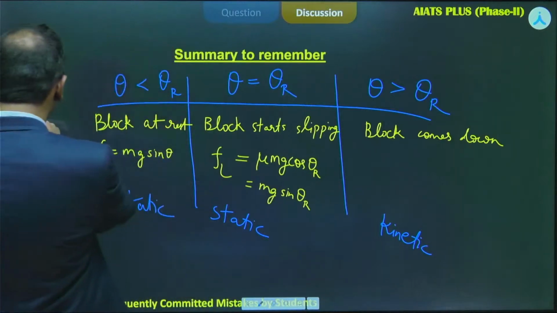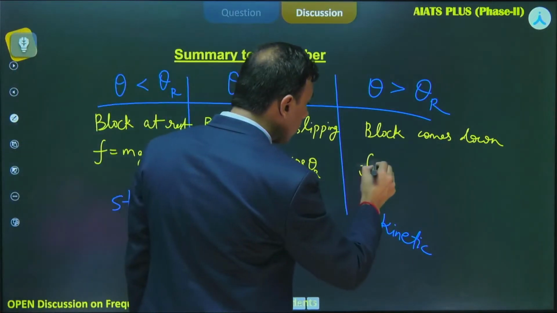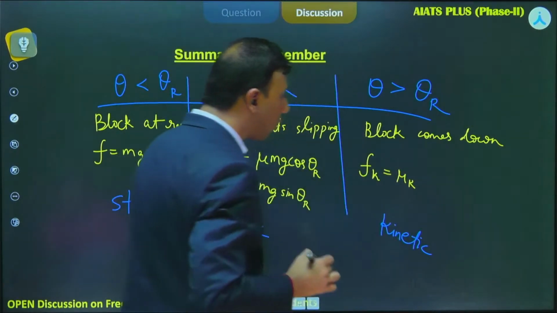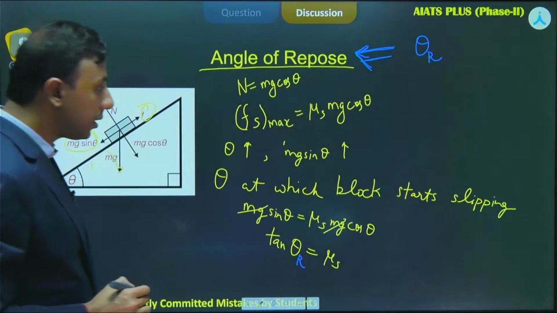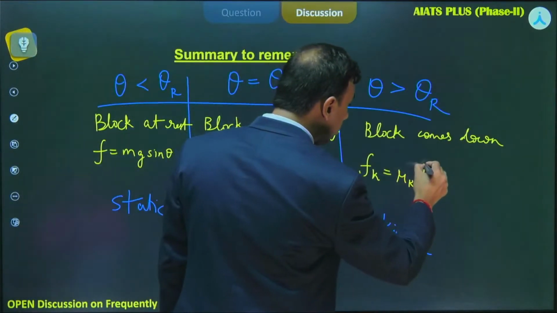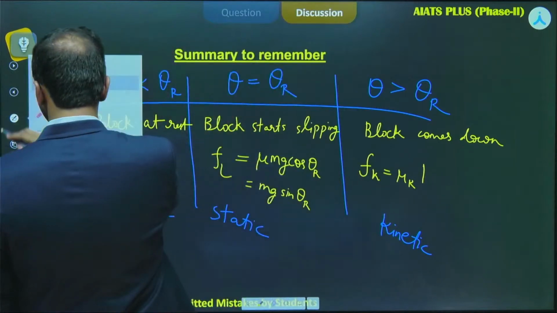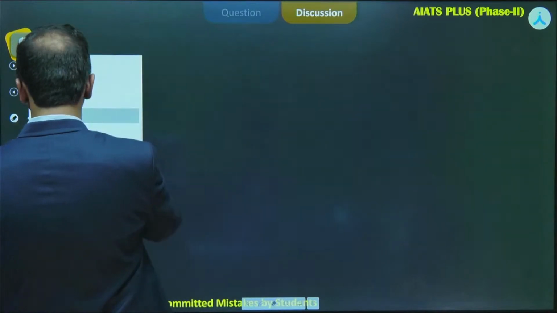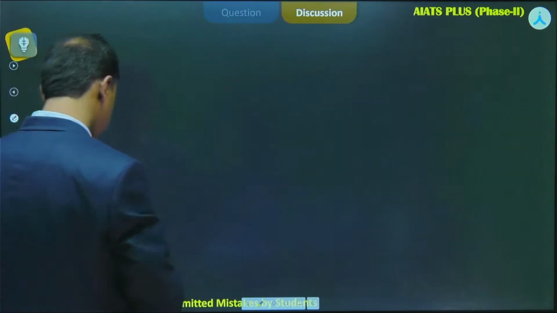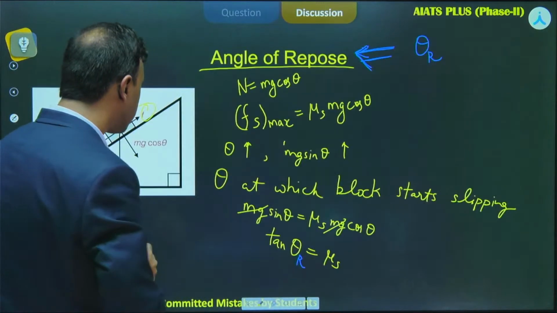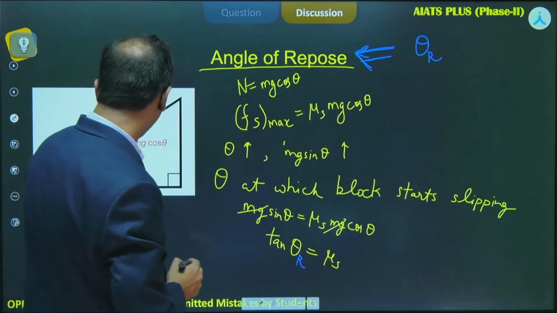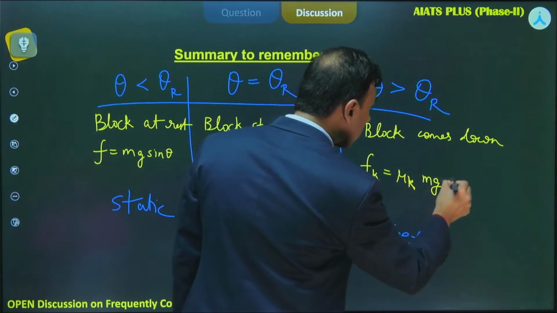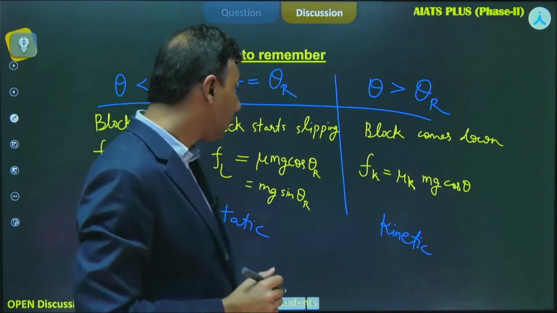What will be the value of that kinetic friction? It will be Fk equal to mu k into N. So mu k into N. What was N equal to? N was equal to mg cos theta. So mu k into mg cos theta, right? So Fk is mu k into mg cos theta, mu k into N. All right, very well.